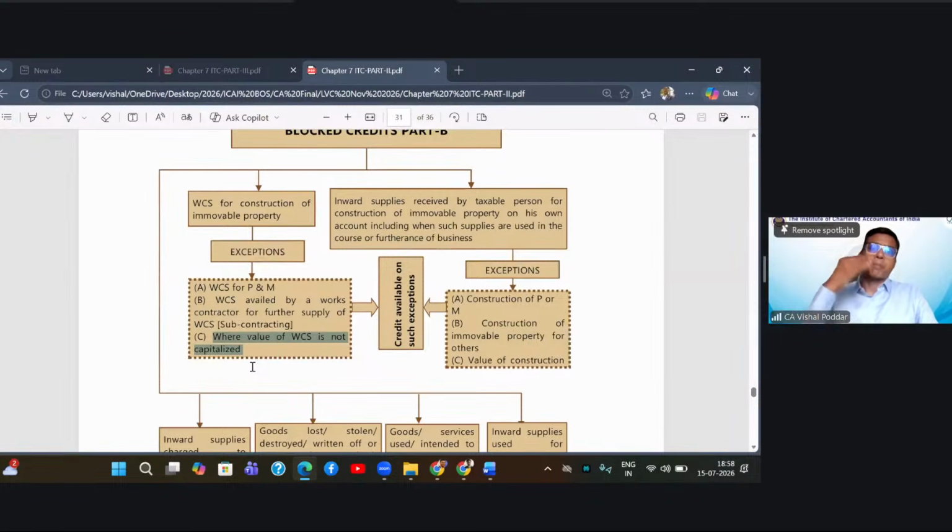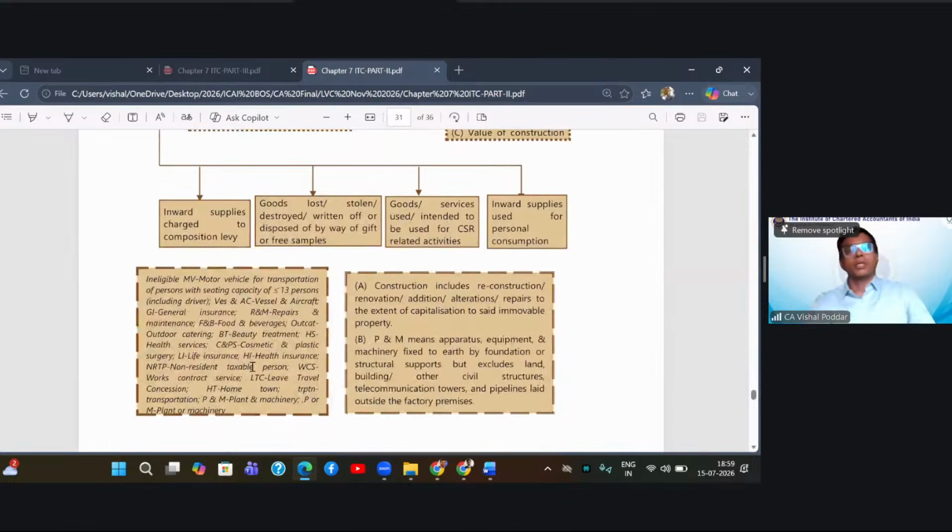So in short, when will credit be blocked? If I have to give you a one line answer, where I am spending on construction of immobile property which I'm going to use myself, like my factory building, my office, my godown, and it is capitalized in my books and it is not plant and machinery, the credit will be blocked. Right? Now, besides this, what are the other cases where credit is blocked?